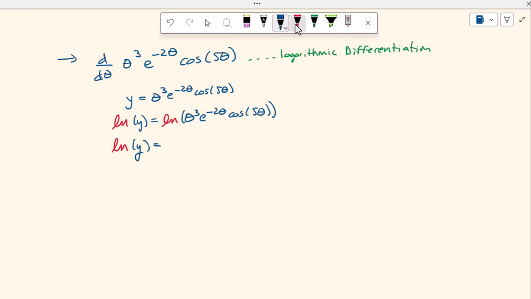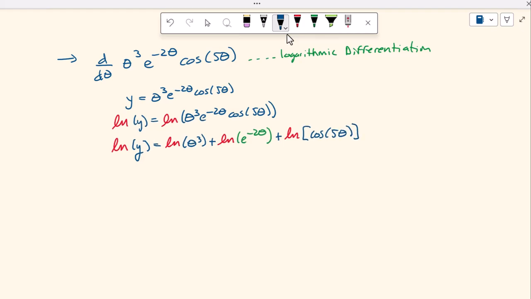And then I'll distribute the natural log. I shouldn't say distribute the natural log. What we're doing is this is the log of a product as the sum of the logs. So this is the natural log of theta cubed, okay, plus natural log of e to the negative 2 theta plus natural log of cosine of 5 theta.